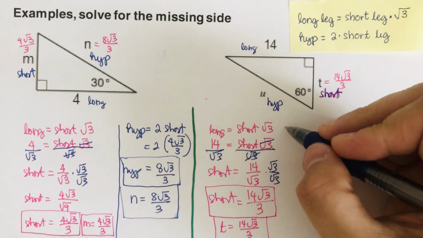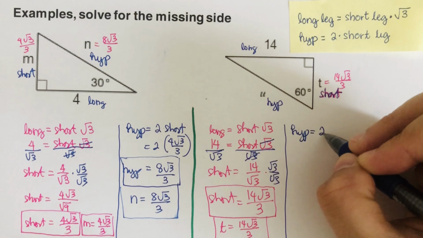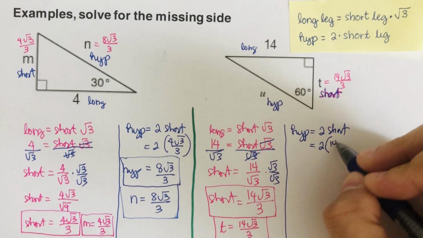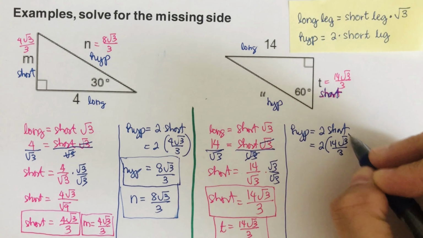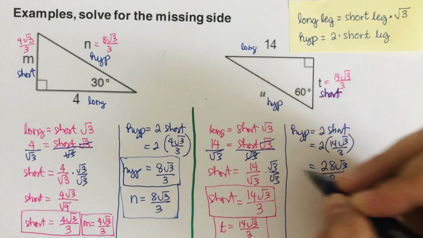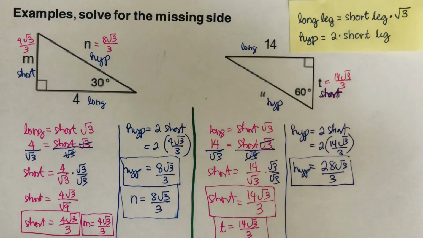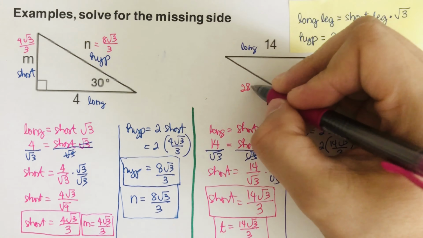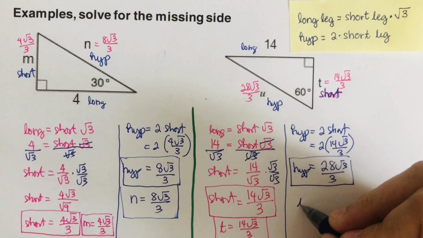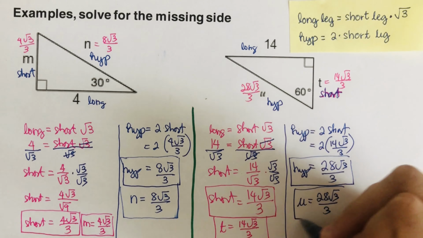And we are ready to solve for the hypotenuse. The hypotenuse is 2 times short, so that's 2 times 14 square root of 3 over 3. That is 28 square root of 3 over 3, our hypotenuse. This is represented as letter U, 28 square root of 3 over 3.